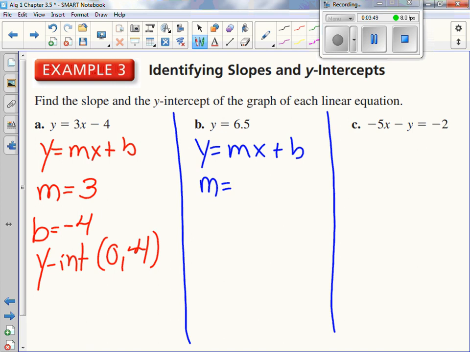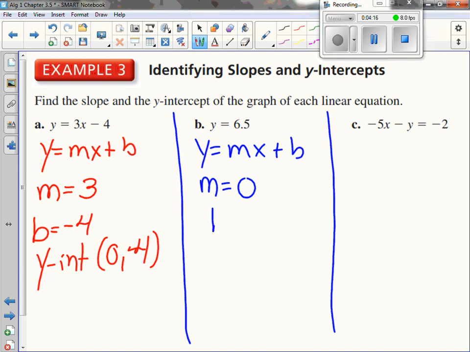What's the value of m? Is there an x in this equation? No. Anytime we don't have an x value, it turns out the slope would be 0, because this is our horizontal line. Y equals a number is our horizontal line, and the slope of a horizontal line is always 0.